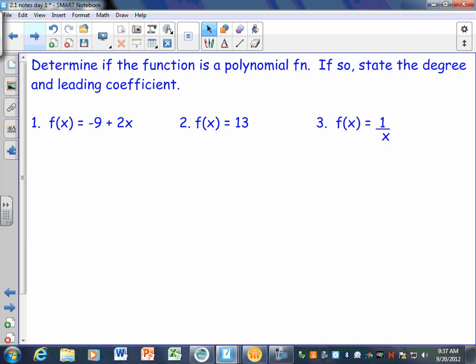I'm just going to show you all 3 of these. I'll let you write them down, and then we can go through and see: is it a polynomial function? If so, state the degree and the leading coefficient. If you remember anything about graphing these last year, the degree and the leading coefficient tell us a lot of things. It tells us about the graph, and it tells us about the number of zeros. That's why degree and leading coefficient is so important.